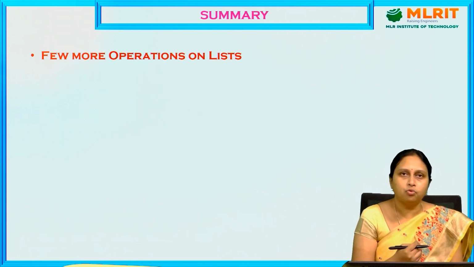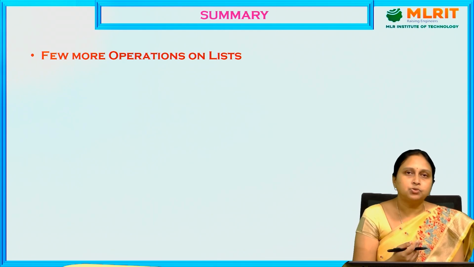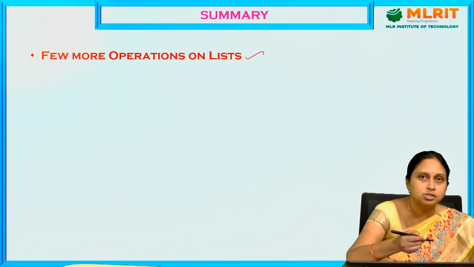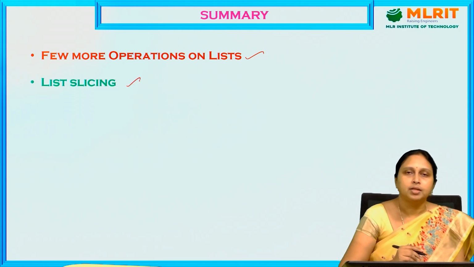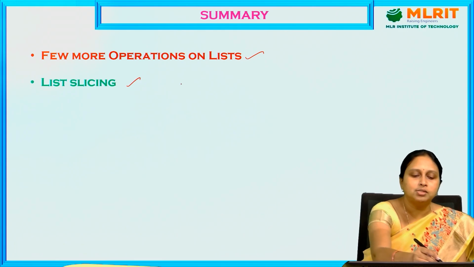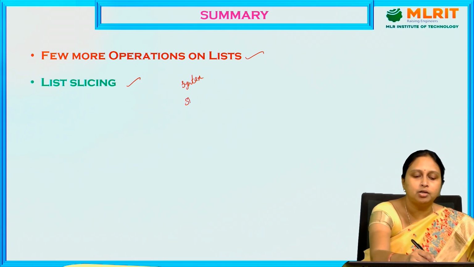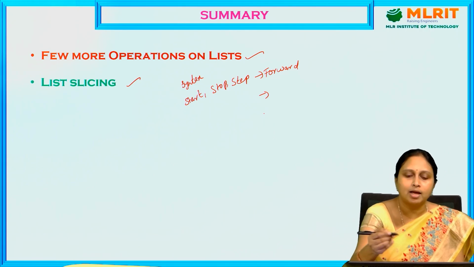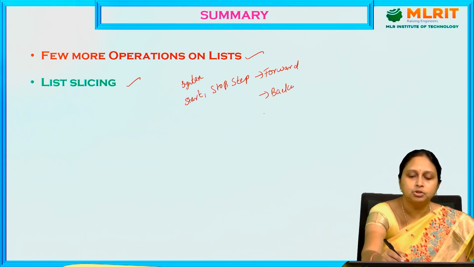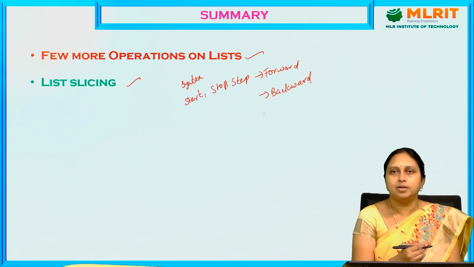Let us see the summary of what we have discussed in today's session. We have seen a few more operations on lists, and under that we discussed in detail about list slicing. In list slicing, we have seen the syntax of list slicing and the different ways we can use start, stop as well as step, for both forward indexing and backward indexing representation, and how to access the elements of the list.